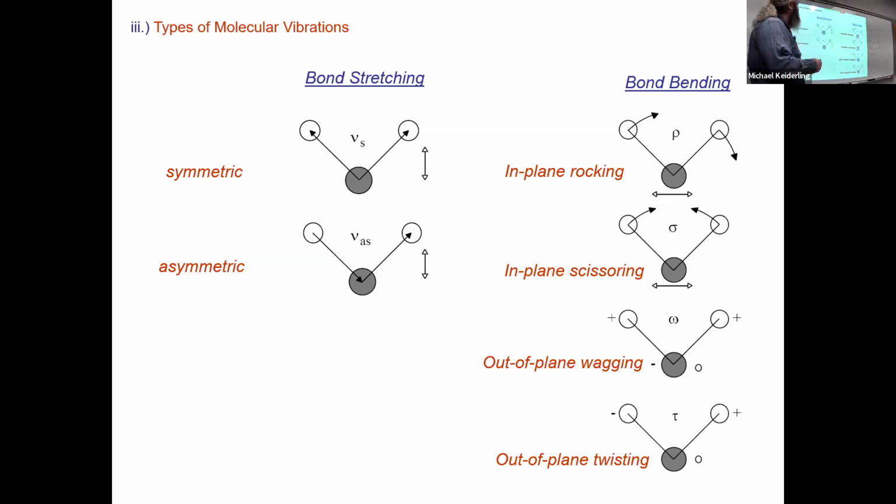And you can also have bending. You could have in-plane rocking, where they both bend in the same direction, and in-plane scissoring. Then you can have out-of-plane wagging, where they're both moving in the same direction, and then out-of-plane twisting, where one moves into the board and one moves out of the board.